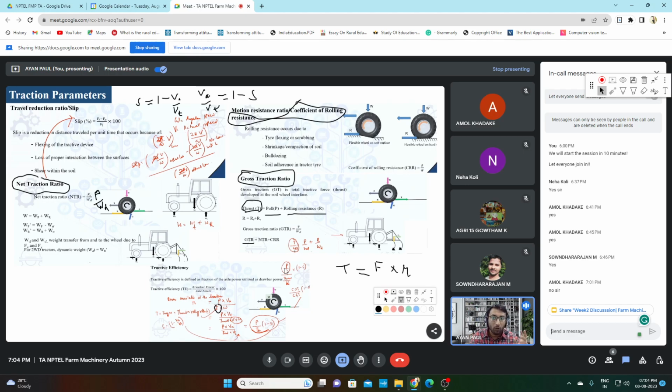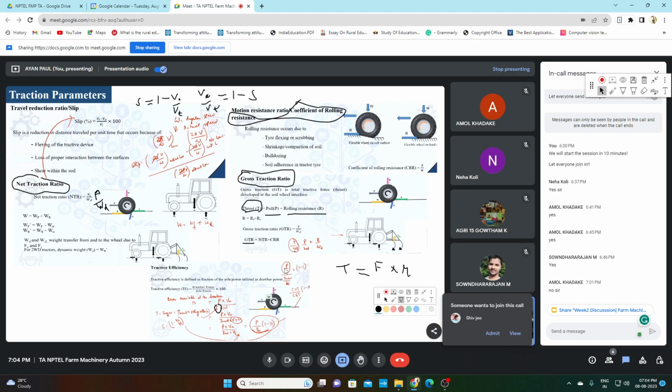Okay, now the last parameter is our tractive efficiency. What is this tractive efficiency? It is drawbar power divided by axle power into 100%. Drawbar power is the power required to pull the implement. Axle power is the power that is coming on the tire due to the torque of the tire.